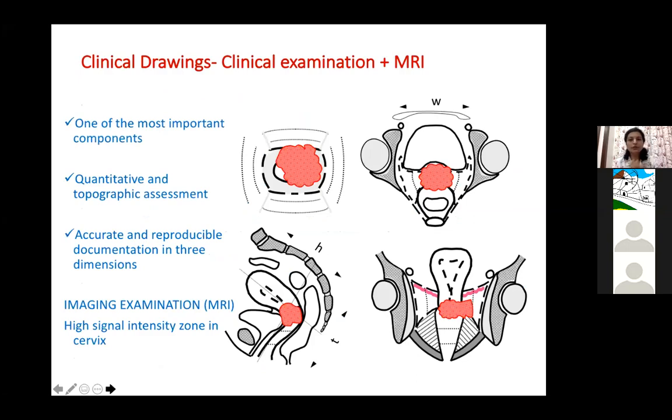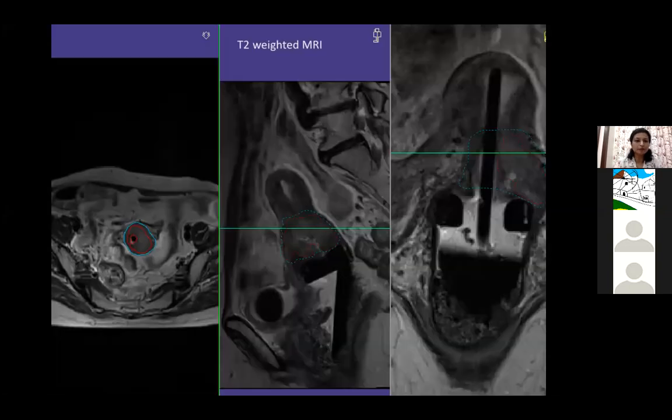So coming to the steps, like I said, a clinical examination is one of the most important components. You have to have a clinical examination both at diagnosis and at brachytherapy. So we usually do an examination under anesthesia at the time of brachytherapy because that's the best way to assess the parametrial growth. So you incorporate the findings not only of a clinical examination, but also of the imaging that you're using to draw these clinical drawings.